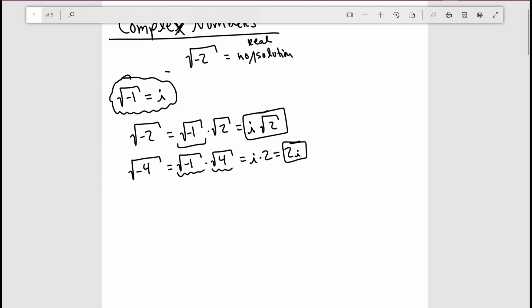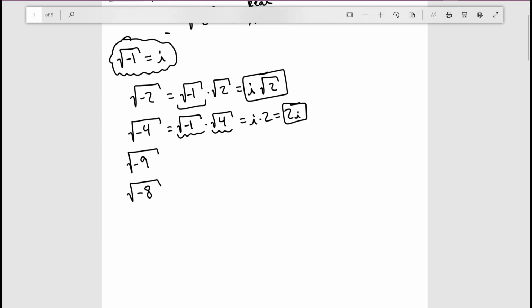Okay. So what do you think the square root of -9 is going to be? You can try this out, and then you can also try out the square root of -8. So you can pause the video, try to figure out what these two are, or you can just do it with me. So this is going to be the square root of -1 times the square root of 9. This is just going to give me an i, times the square root of 9, which is 3. So my answer is 3i.